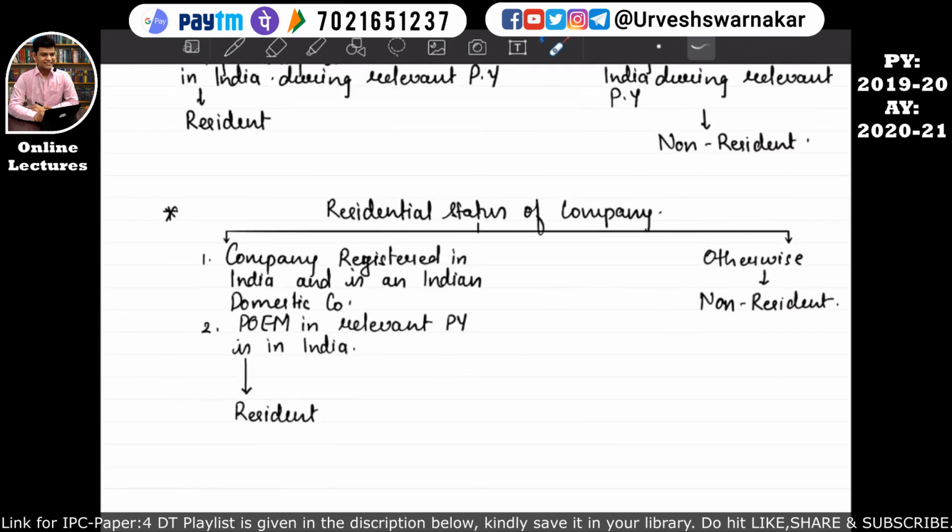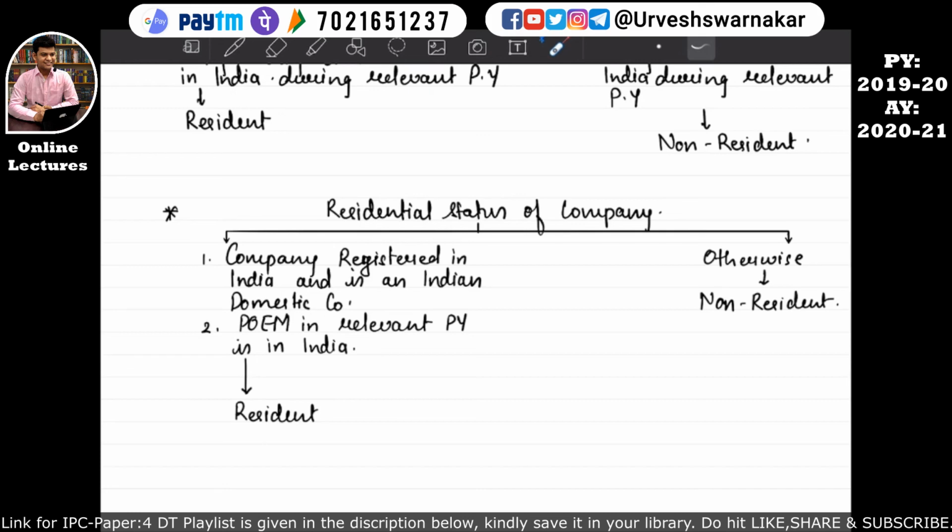Residential status of a company is of utmost importance at CA final level, but it has just been given as a glimpse in your IPCC level. I don't even think MCQ will be asked on this, because this word POEM is not the literal poem. This word is an abbreviation for place of effective management. POEM means place of effective management. So it has a completely different chapter at CA final level. So here only a glimpse has been given. So we'll read it and end it.